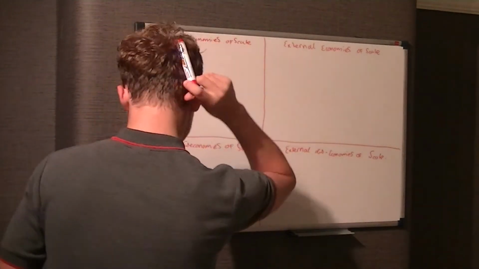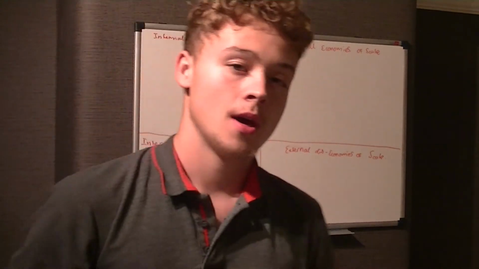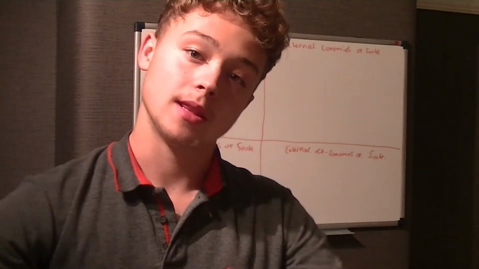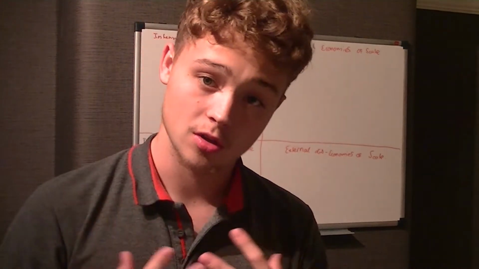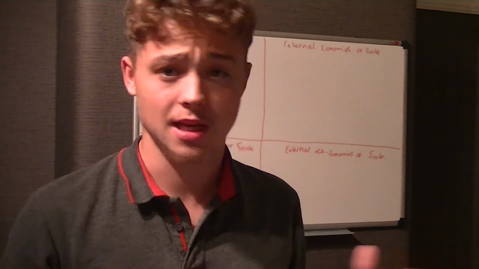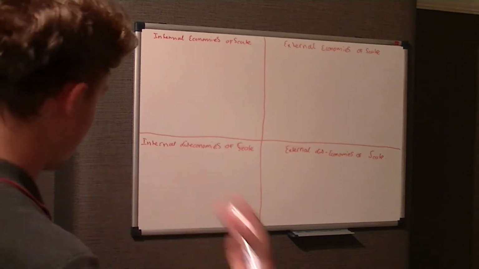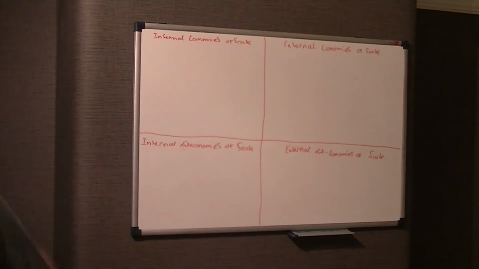So when we're talking about internal, we're talking about in the business, when the business is growing and the industry isn't. And the external is when the firm is not changing size but the industry is. So how does this relate to economies of scale? We said what external is, what internal is, and in the past what economies and diseconomies of scale are.